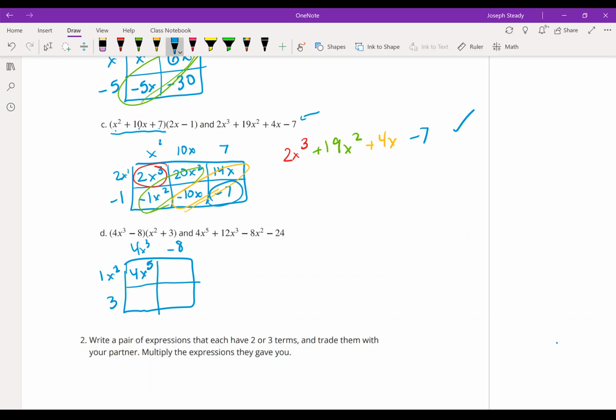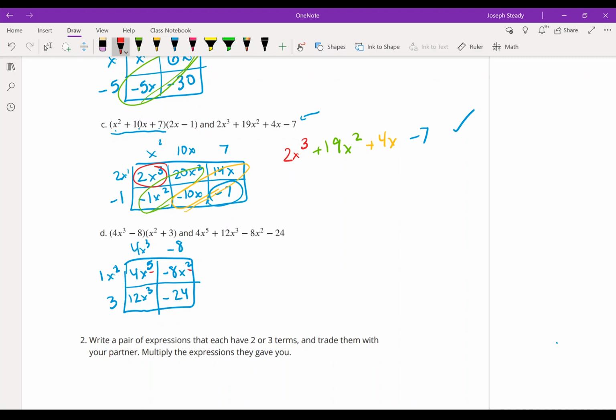Now we can keep going. 1x squared times negative 8. Well, that's going to be 1 times negative 8 is negative 8, x squared. And we keep going down. 4x to the third times 3, that's 12x to the third. 3 times negative 8 is negative 24. Now, here's the thing. When we look at this one, 4x to the fifth is the only x to the fifth term.